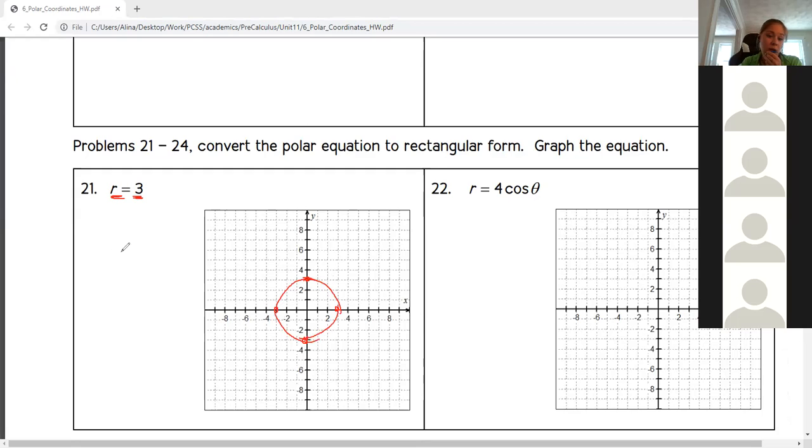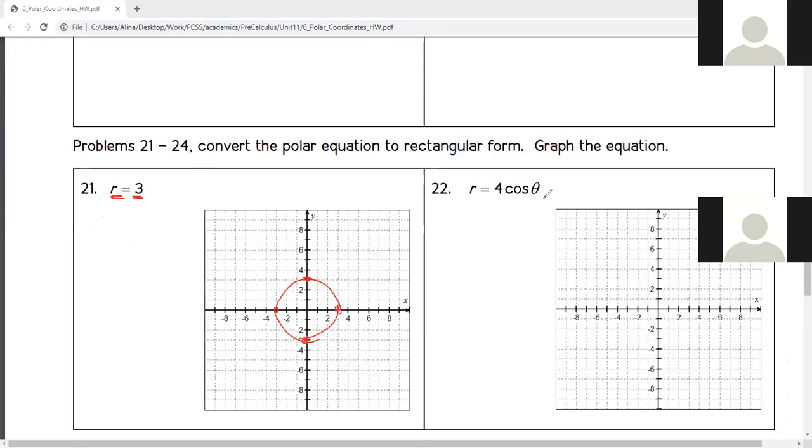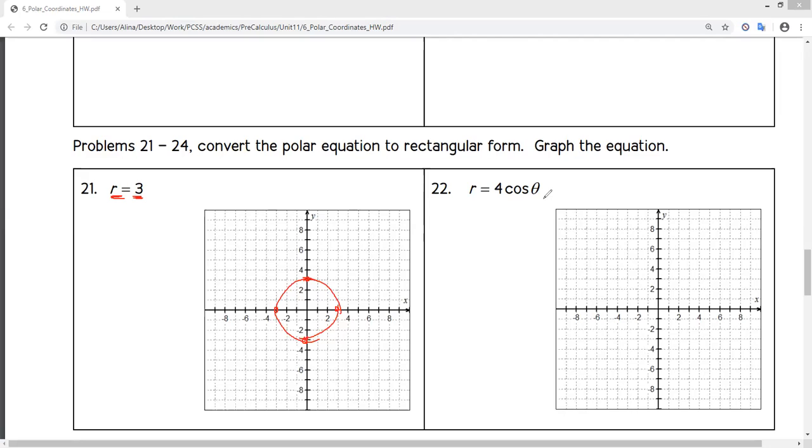Can anyone tell me the rectangular form of this? Just go ahead and mute yourself. Adam Q, what do you think? What would be rectangular form? Joanne, what do you think?